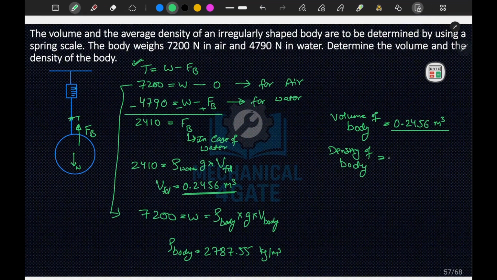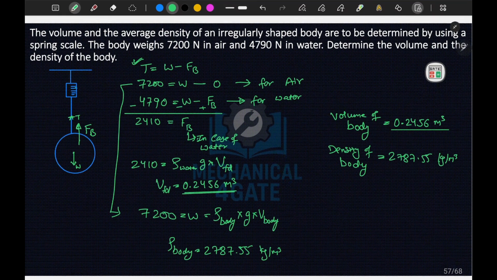Density of body is equal to 2787.55 kg per meter cube. Okay, I hope you get this. Now we will move to our next question.